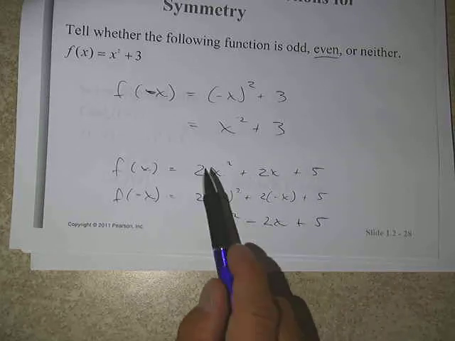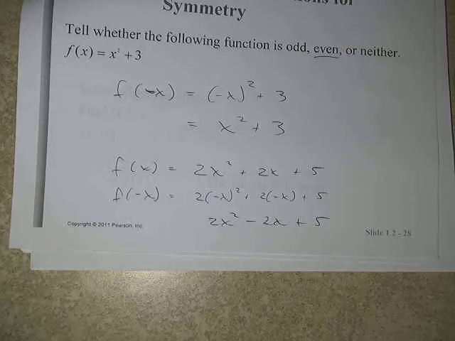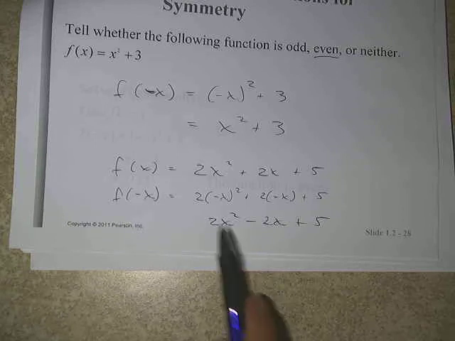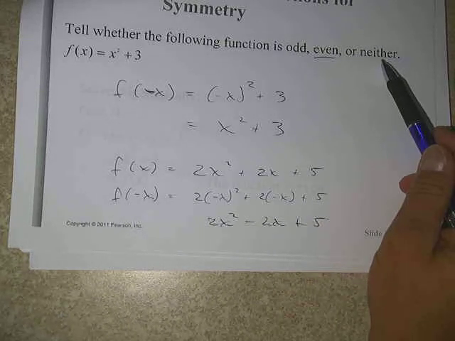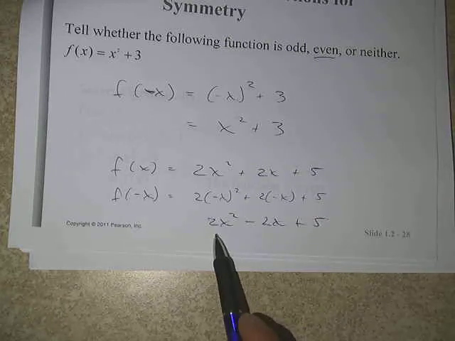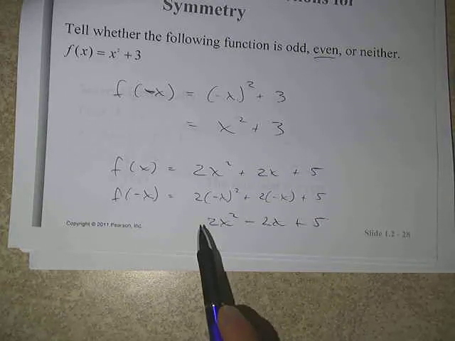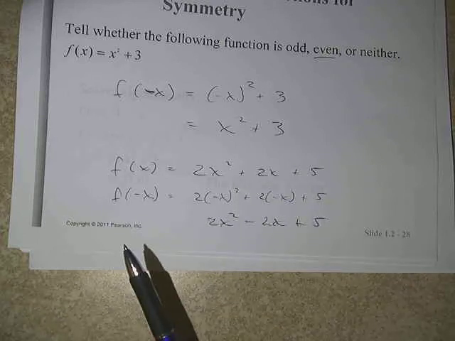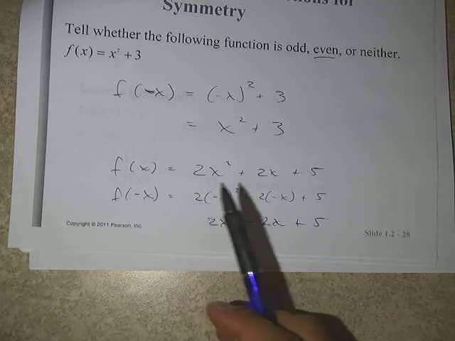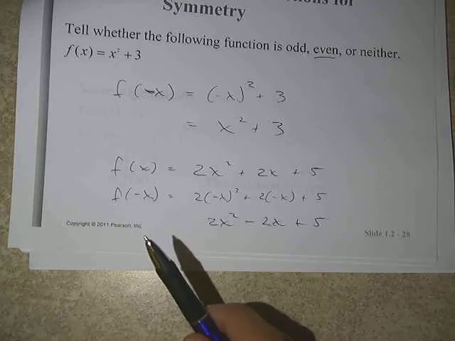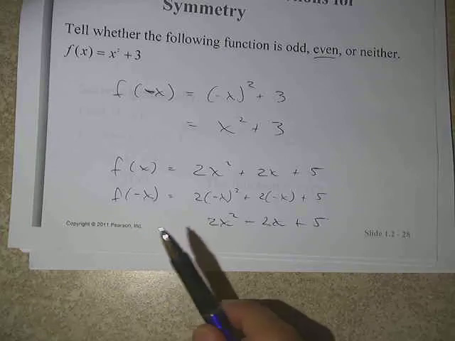Now my other question though, is it exactly the opposite of what we started with? Keep in mind we need to know what the opposite of this would look like. If I wanted the opposite of this, it would have to be negative, negative, negative. All the signs would have to be opposite, wouldn't they? And since it's not that either, then the question in this case would be, it's what? It's neither. So it's not even because it's not exactly the same. It's not odd because it's not exactly the opposite of what we started with. So therefore the only choice is what? Neither. So every function we deal with is either one of those three, isn't it? It's either odd or even or neither.